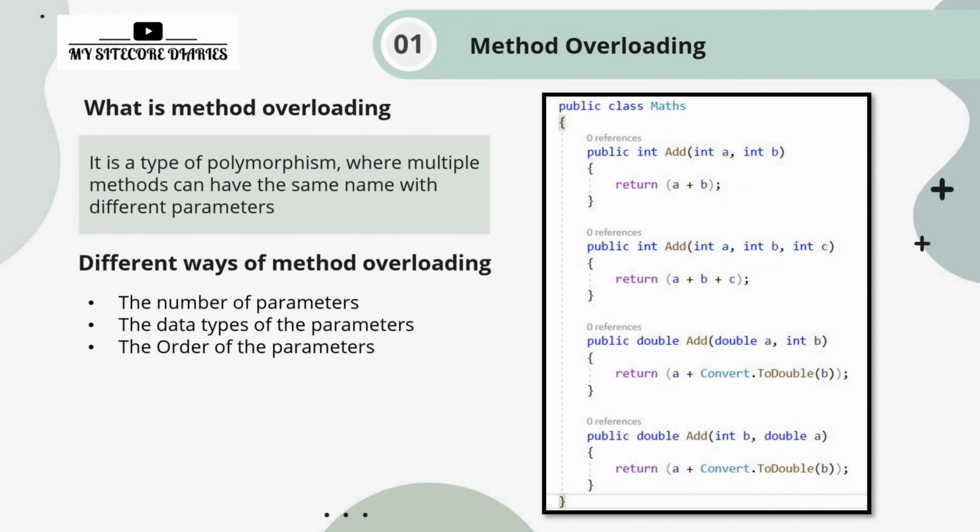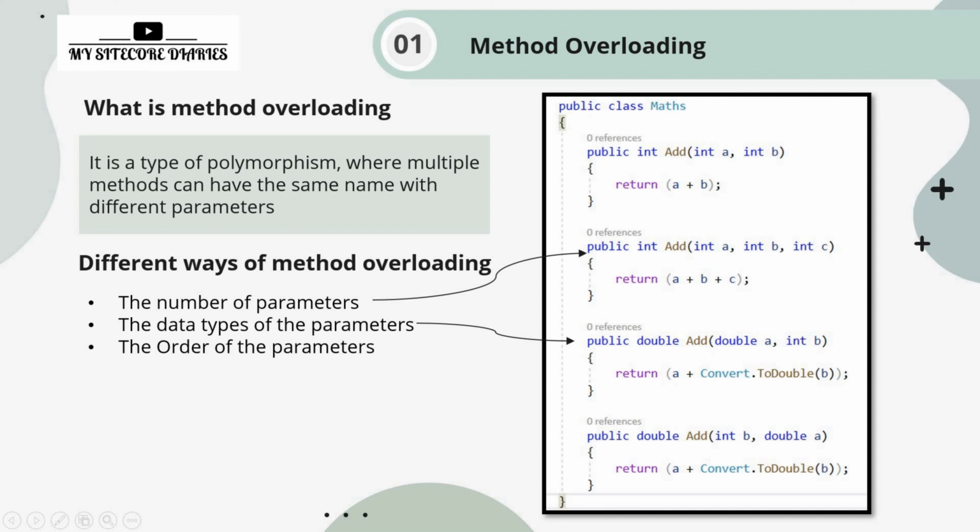So let's take an example. This is the class which I have created, and we are overloading the add method. If you talk about the number of parameters, this is the original method where you have two variables, integer a and b, and it returns a plus b. Whereas this one has three parameters, integer a, integer b, integer c, and it returns the addition of the three. So the first method has two parameters and the second has three, so the number of parameters varies.